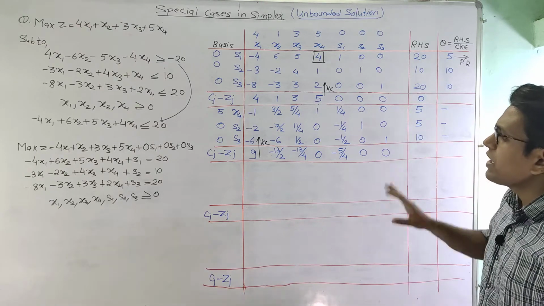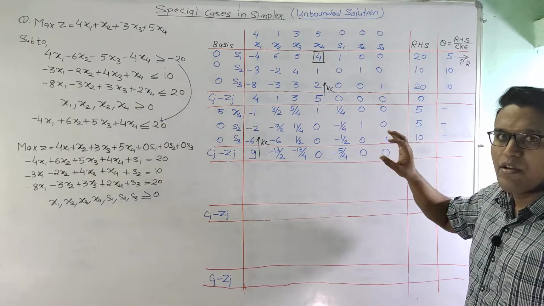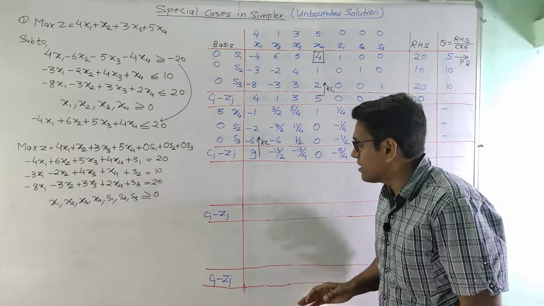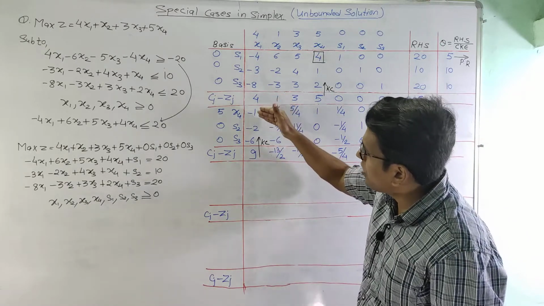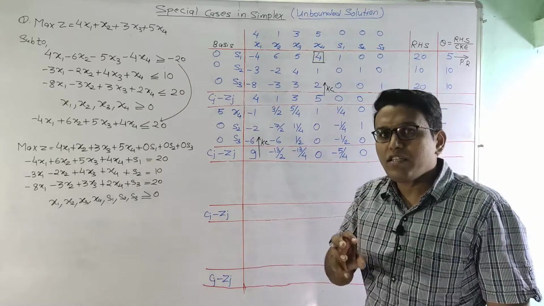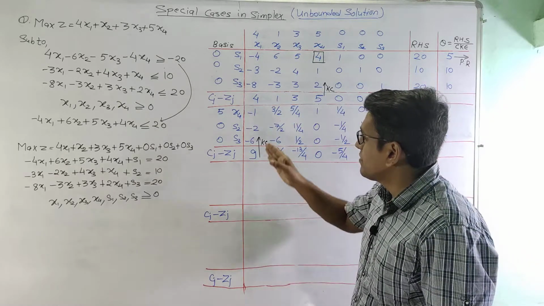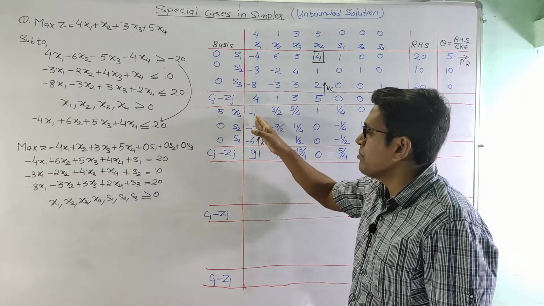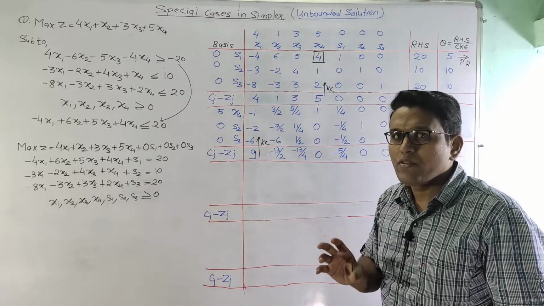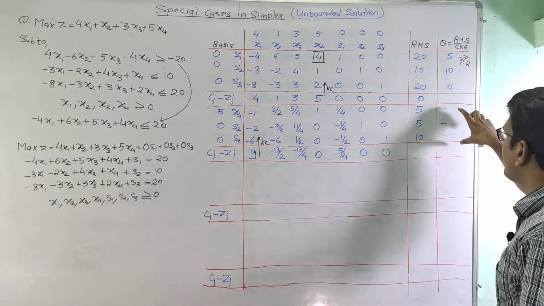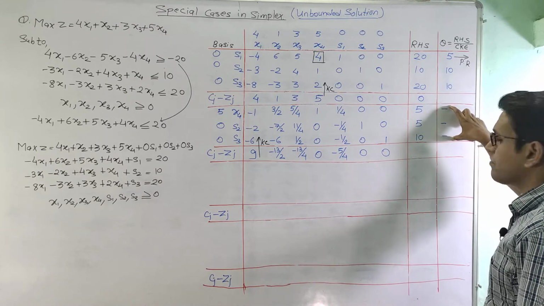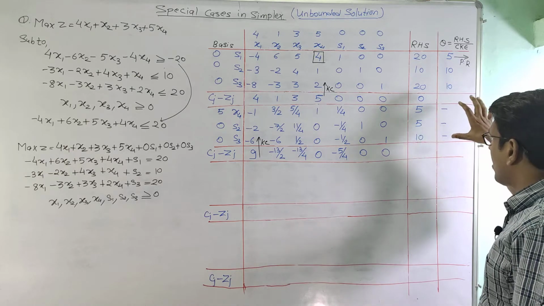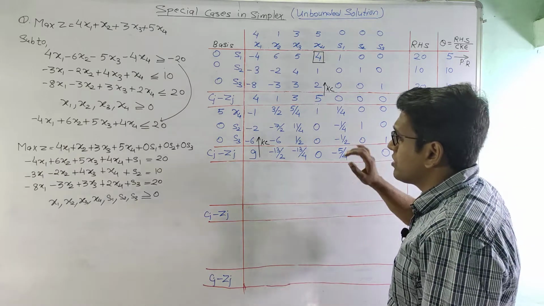So to identify in a simplex method an unbound solution, we must identify that in the key column if all the variables are either 0 or negative, then we will have no variable to participate in the leaving variable. So our problem will be unbounded solution.